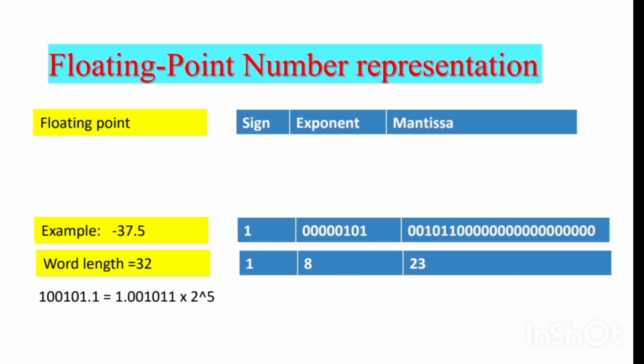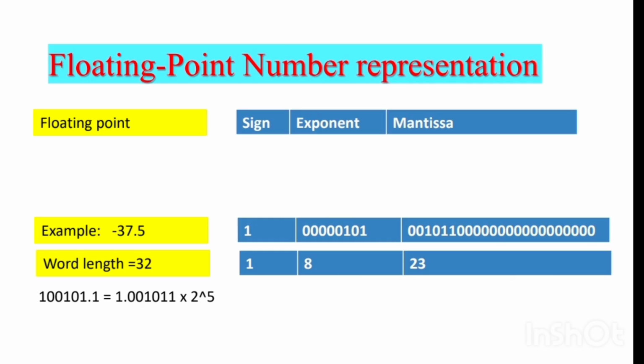Floating point number representation. So here the format is given. The first one is the sign bit, MSB. Then we have exponent and mantissa. An example over here is minus 37.5, and how it can be written over here. The word length over here is 32 bits, and it is divided proportionally as 1 bit for sign and 8 bits for exponent and the remaining 23 for the mantissa part.